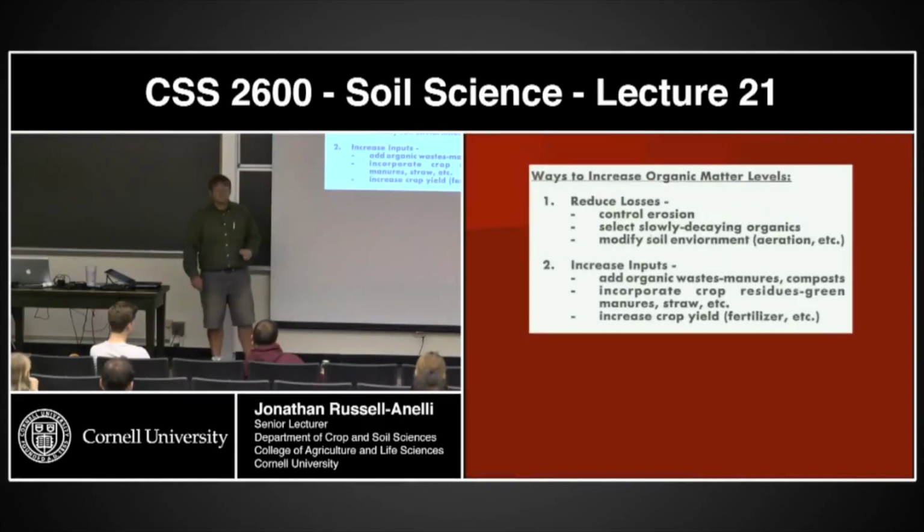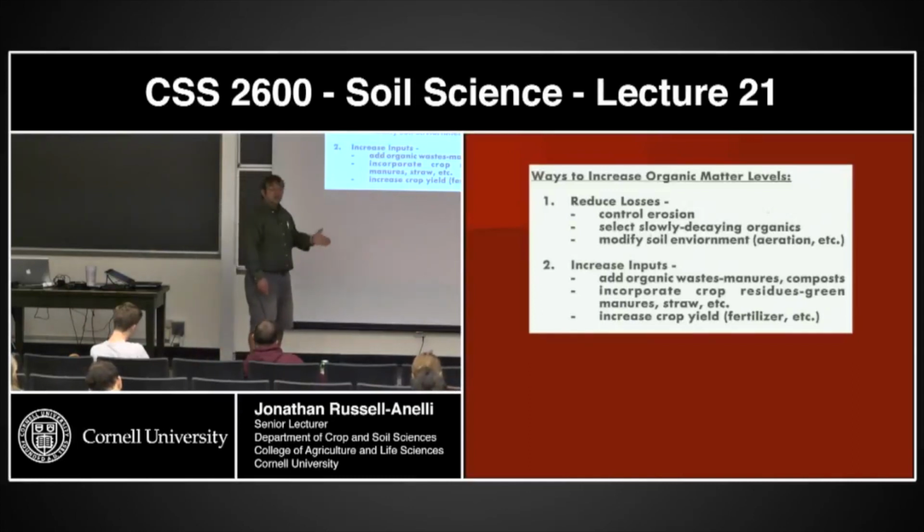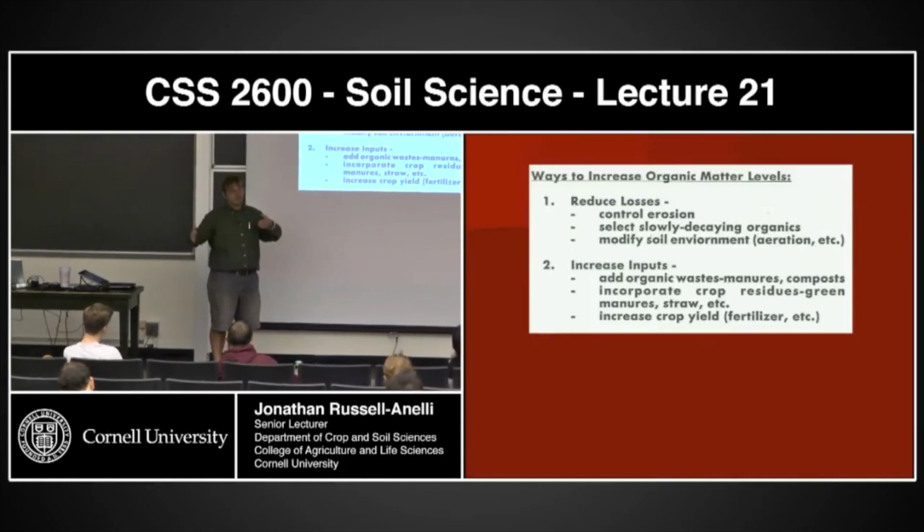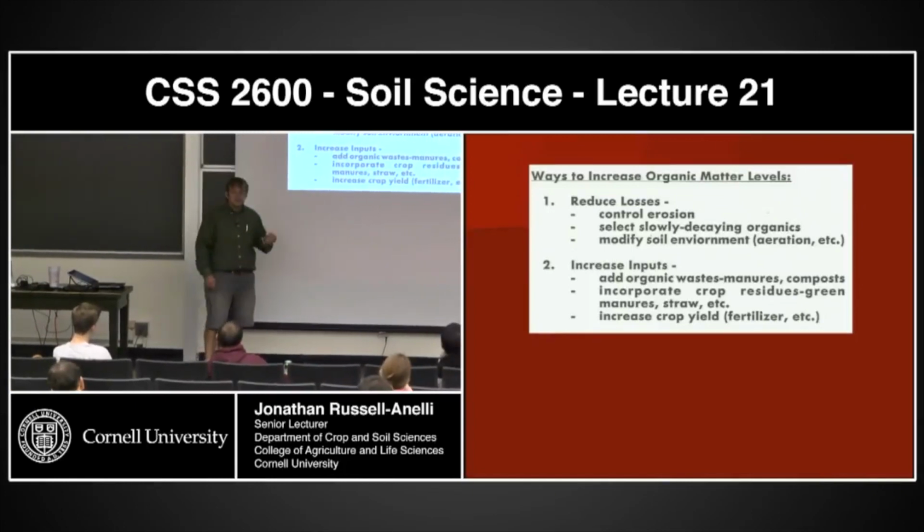But what are the things that we can do to actually increase organic matter? Basically, there are two different things. One is reduce the losses, and one is increase the inputs. If we want to reduce the losses, we can control erosion, to prevent the loss of the material. We can also select plants that are more resistant to decay, or deliver their material in such a way that they're more resistant to decay.